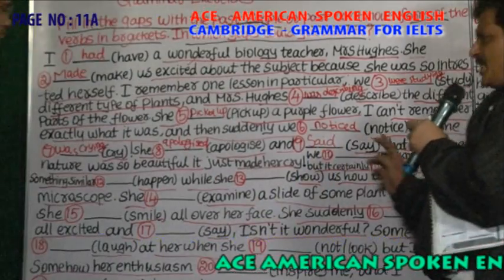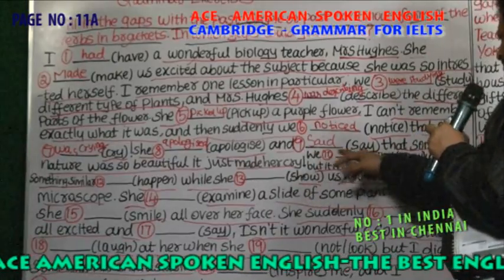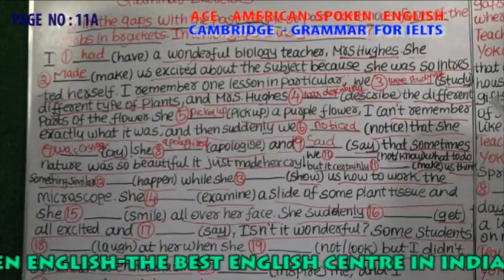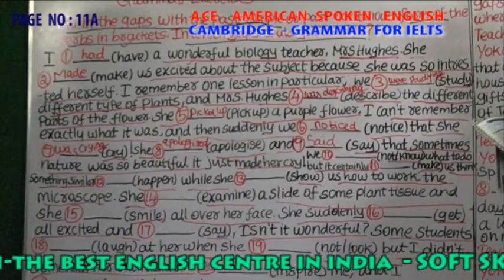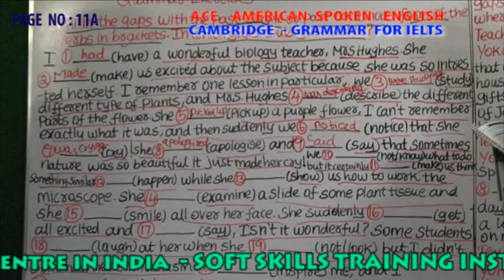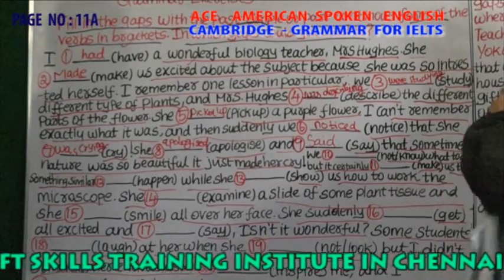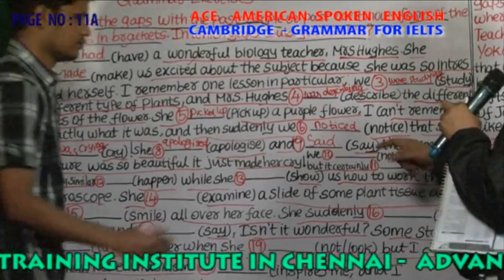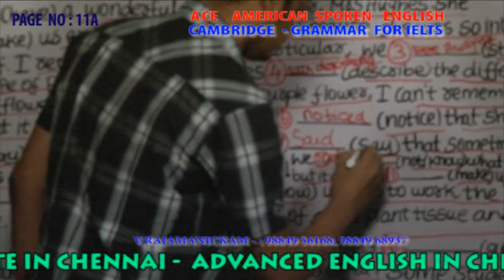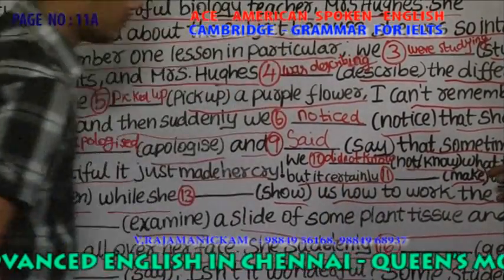That sometimes nature was so beautiful, it just made her to cry, right? We not know what to do. What is the 10th answer? You just try to find out what is the 10th answer, sir? Are you sure about it? 10th, what is the answer? Okay, did not know. Did not knew. Did not know. Did not know. We did not know. In the past tense, we did not know what to do.